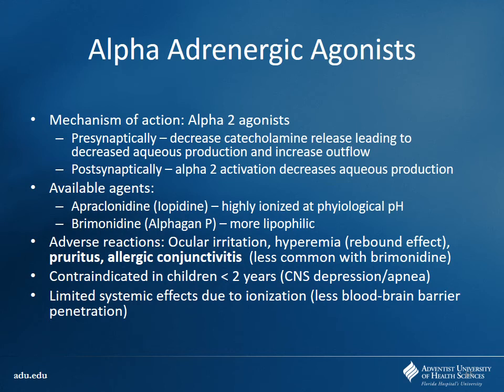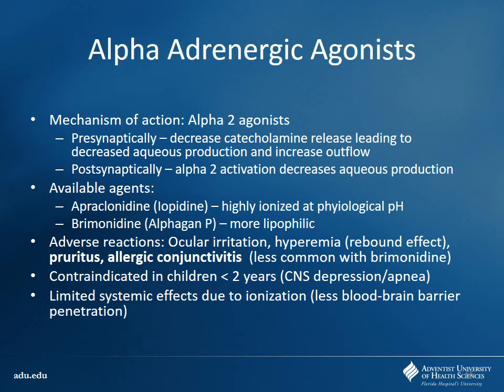And then postsynaptically, by binding the alpha-2 receptors, you can end up seeing decreased aqueous production. So these alpha agonists actually work through two different mechanisms, and so they're going to be doing increased outflow and decreased production, right? So the two agents here we see are going to be apraclonidine and also brimonidine.